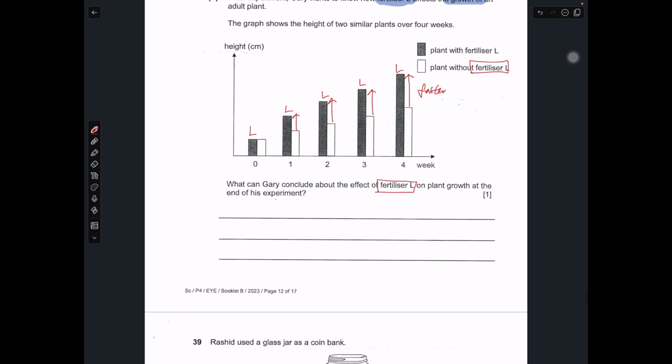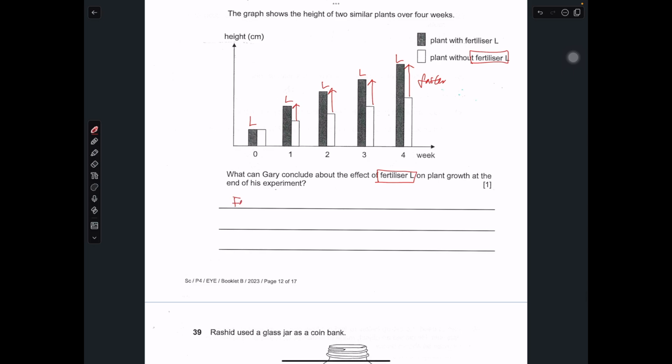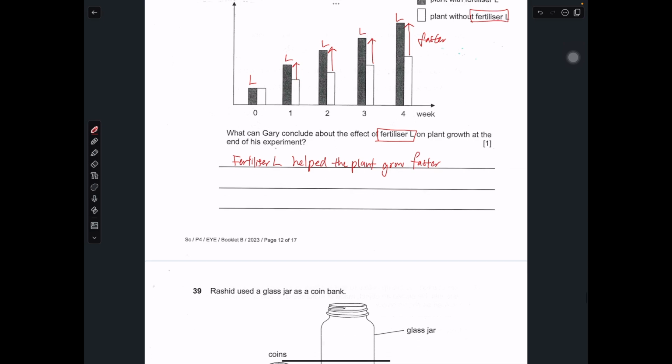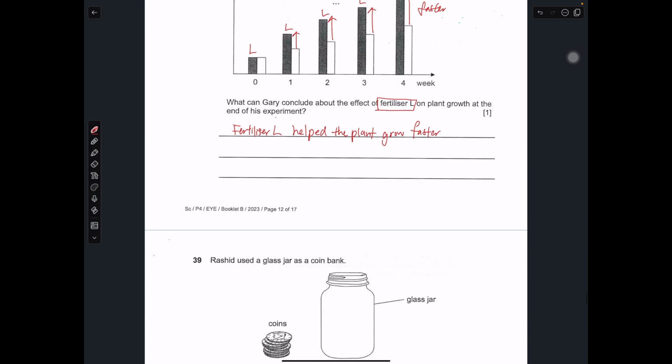Okay, so help grow faster. Okay, this part.